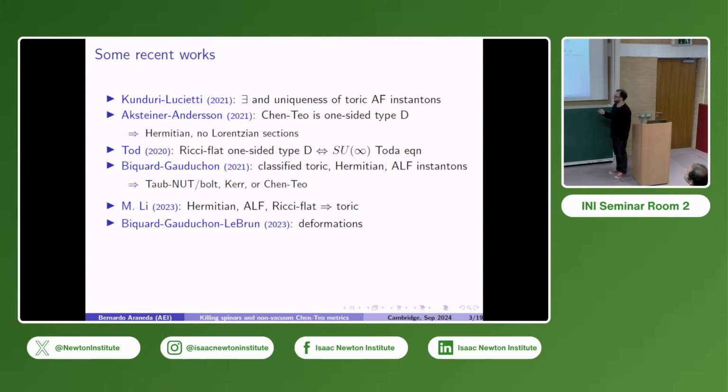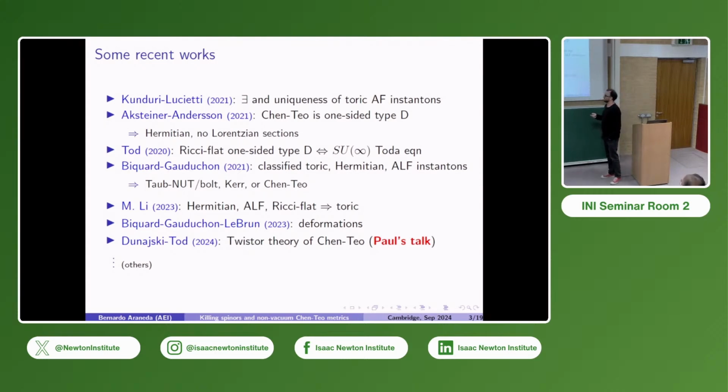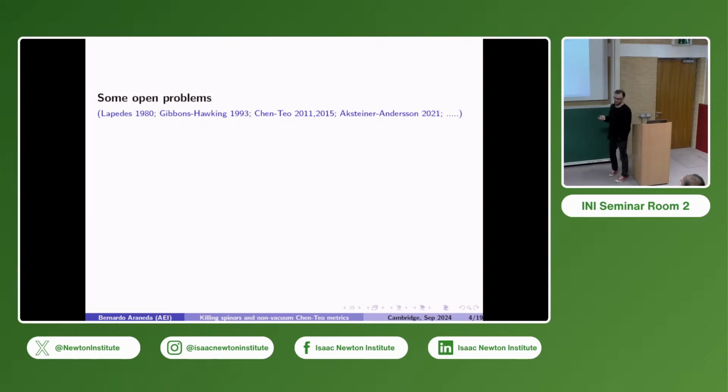Well, then Picard, Gauchon, and Lebron started some nice study concerning the moduli space of instantons. And then there is this very nice work from Maciek and Todd and Paul this year about the twistor theory of the Chen-Teo metric. And we heard last week's talk from Paul in the twistor conference about this work. So before moving on to the second part of the talk, where I will introduce the main technical tools in some sense, let me try to describe some open problems in this field.